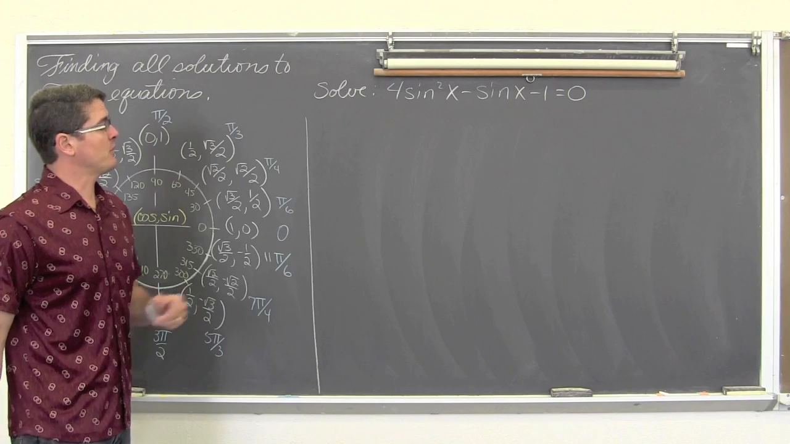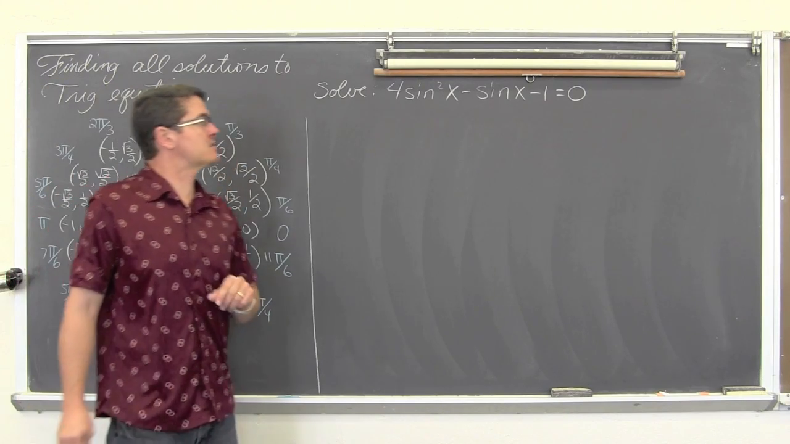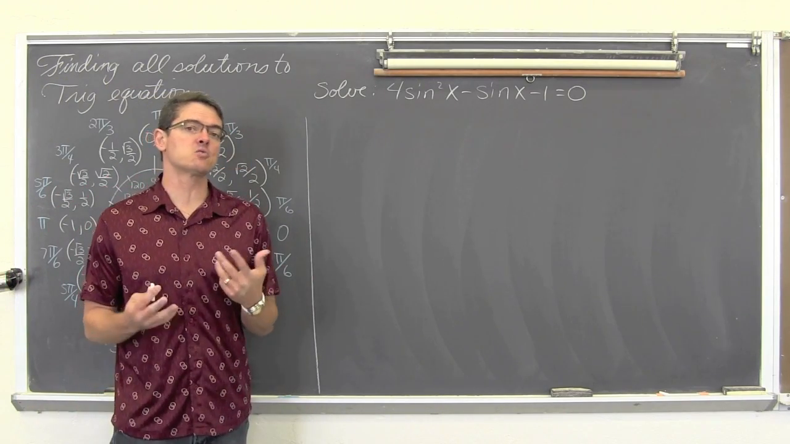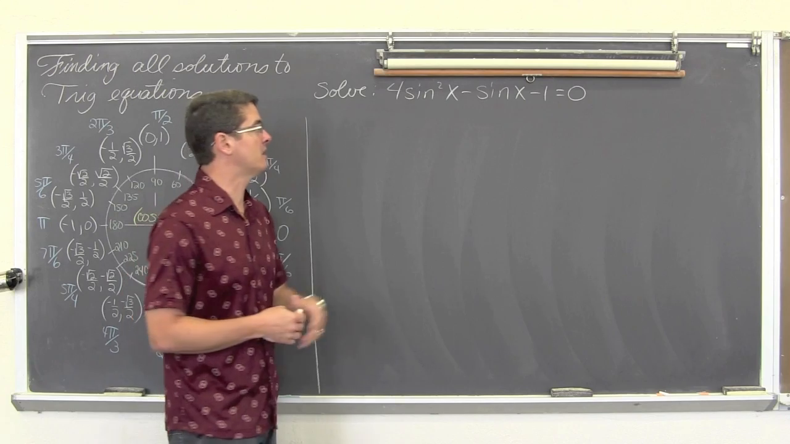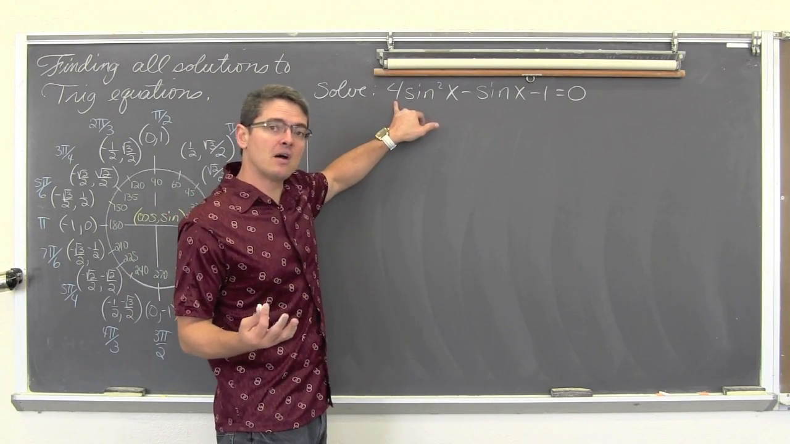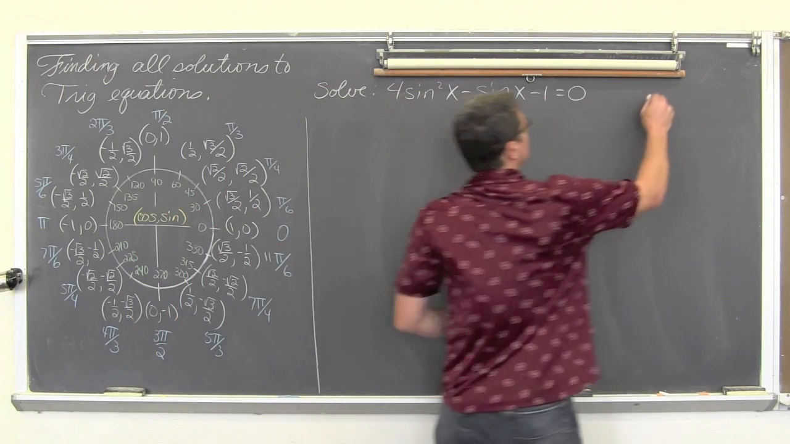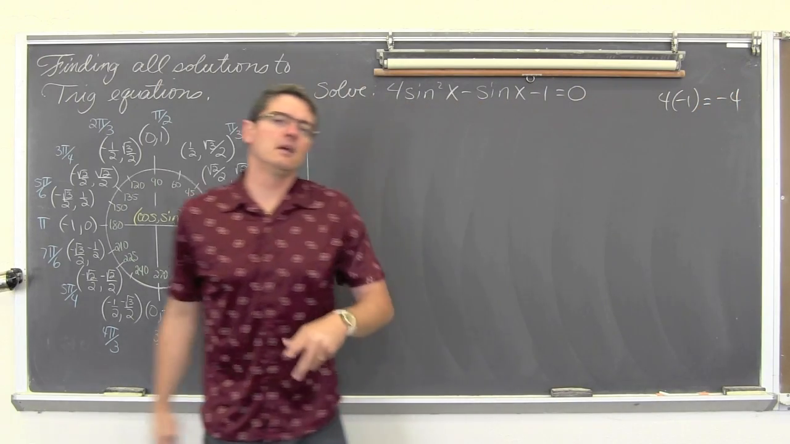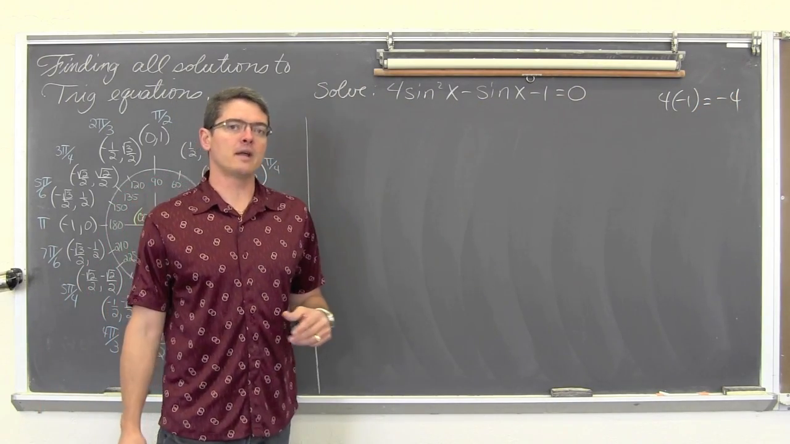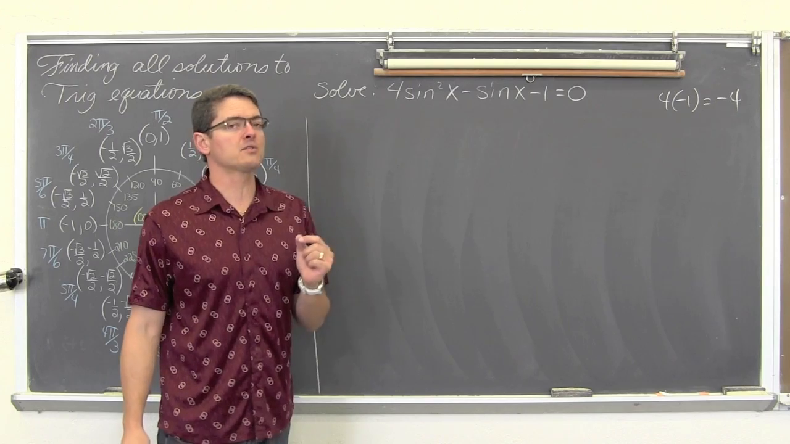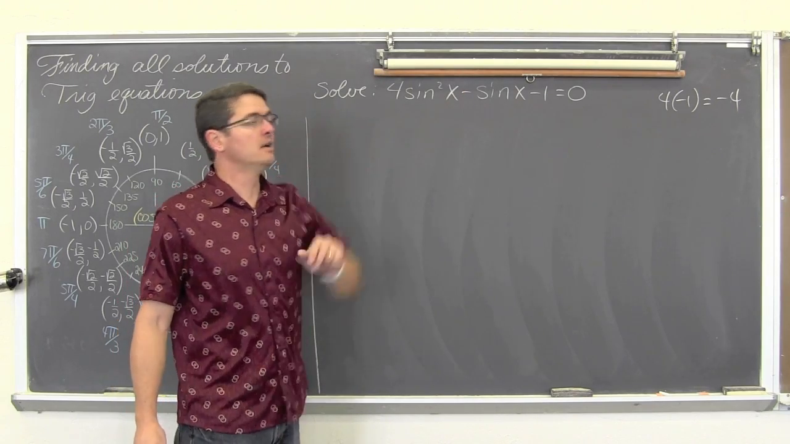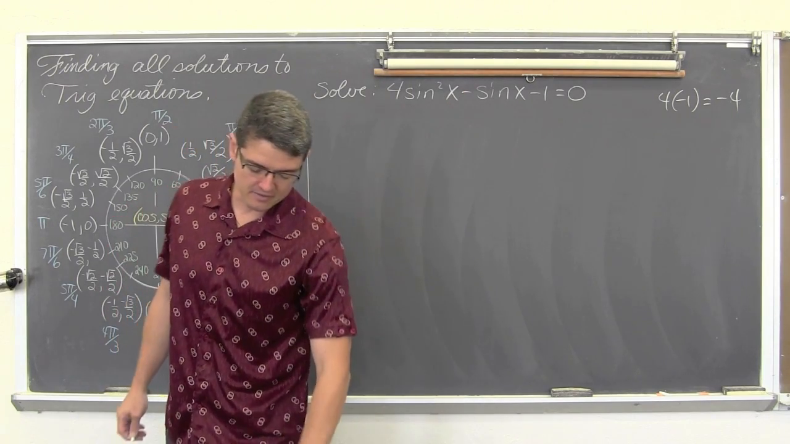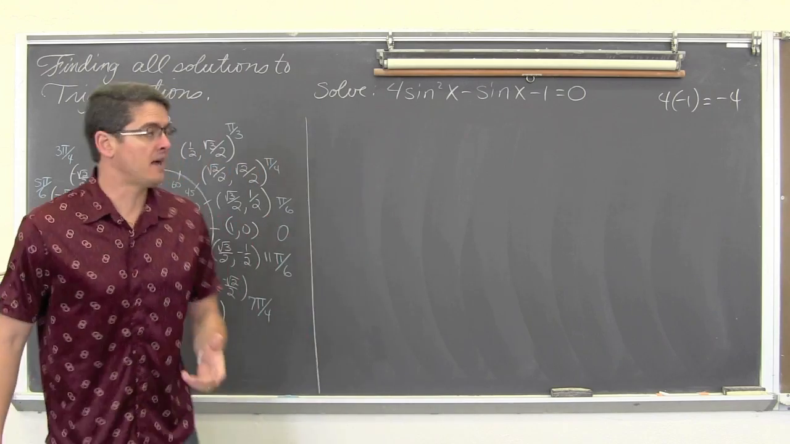We're going to be asked to solve 4 sine squared x minus sine x minus 1. Now I know this is not going to factor because my leading coefficient's not 1, so I'm going to take the first and last, multiply them together, and get a product of negative 4. Now, there are no factors of negative 4 that add to be the middle coefficient of negative 1. So this will not factor.